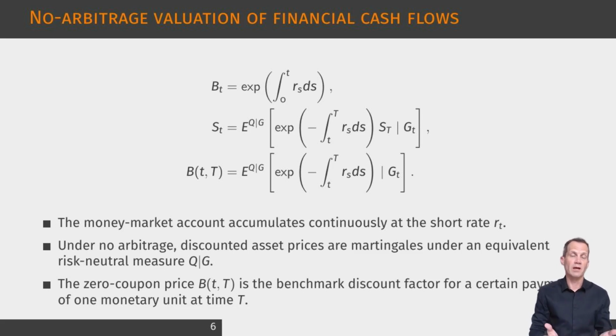The formulas on the slide recall the standard no arbitrage valuation of financial cash flows. The money market account accumulates at the short rate, so it is the natural numeraire for discounting. Under the absence of arbitrage, there exists an equivalent risk-neutral probability under which discounted asset prices are martingales. This means that the current price of a financial asset is the conditional expected discounted value of its future payoff under that probability. A zero-coupon bond is the simplest example. It pays one monetary unit at a future date, and its price is the expected stochastic discount factor under the risk-neutral measure.